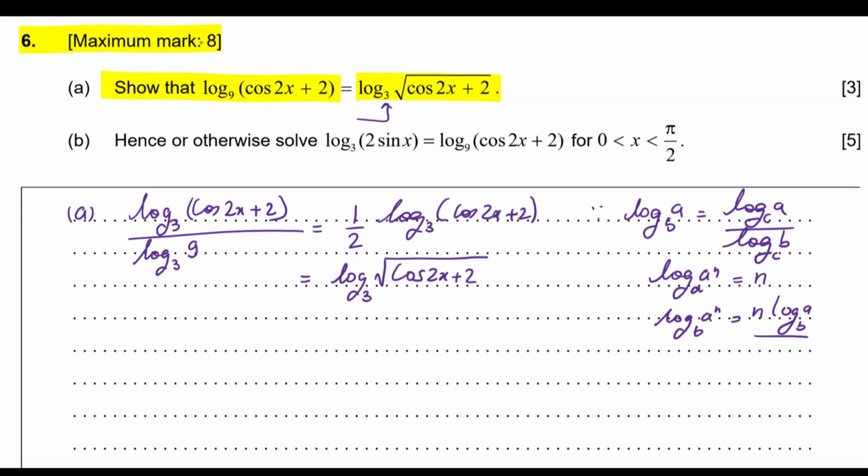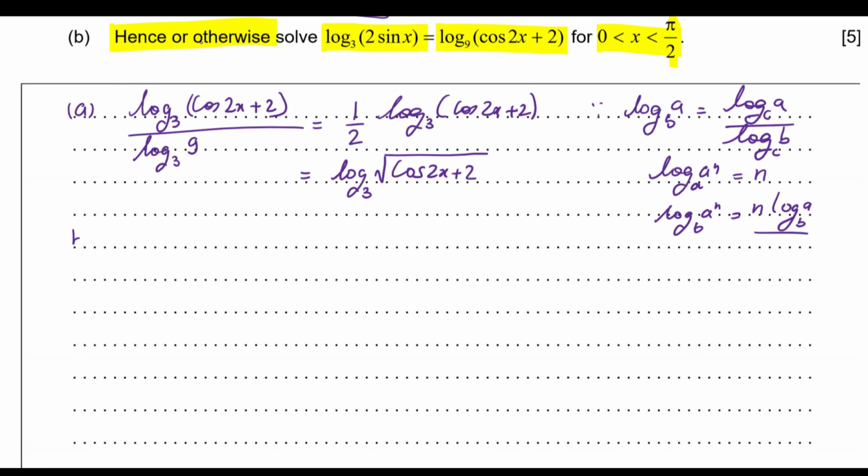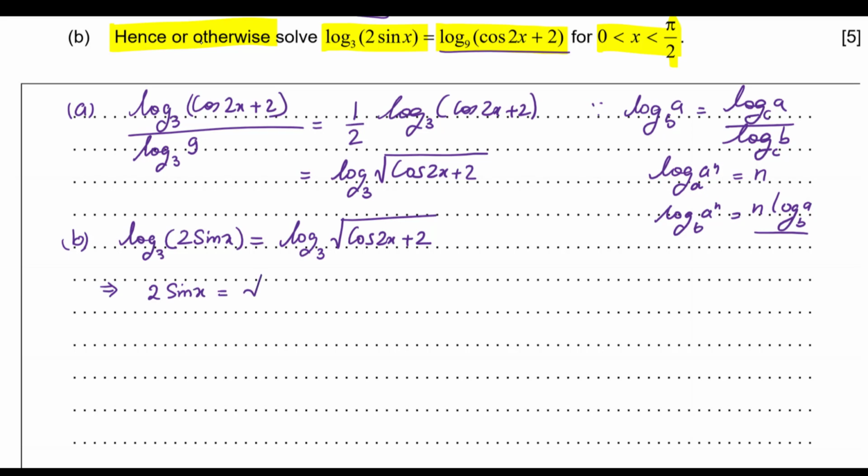Now for the b part, hence or otherwise solve log base 3 of 2 sin x equals log base 9 of (cos 2x + 2) for x between 0 and pi by 2. So we are going to use the result. We are going to solve by hence, means we have the result to go like this. The left hand side will not do anything. This is going to be 2 sin x, and from the first part we have seen this is the same as log base 3 of square root of (cos 2x + 2), and log is a monotonic function. We can directly write, we should not cut log, but we can write directly 2 sin x equals root (cos 2x + 2). Then we'll square both sides.